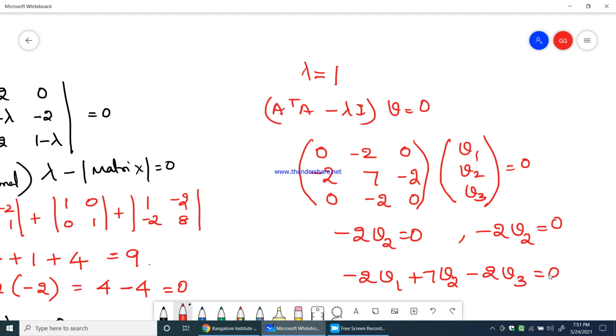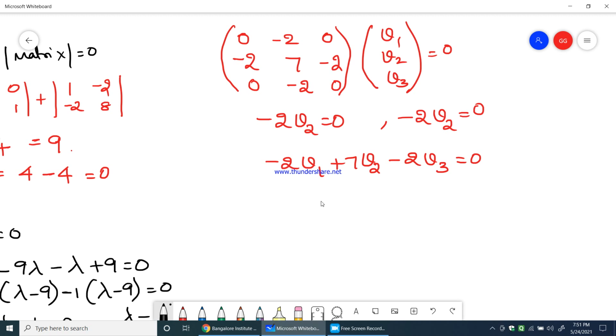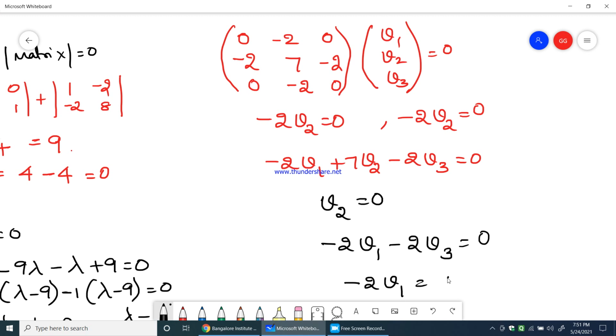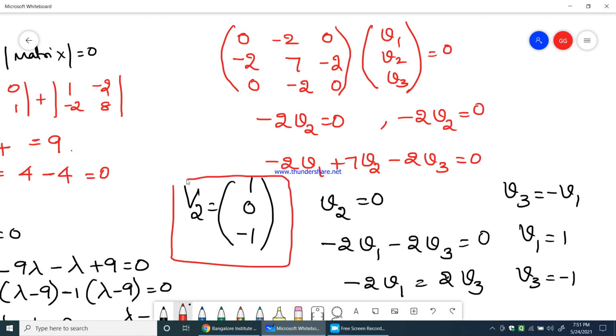Now from the first and third equations, V2 equals 0. Once V2 equals 0, we get minus 2 times V1 minus 2 times V3 equals 0. Therefore minus 2 times V1 equals 2 times V3. So V3 equals minus V1. So if V1 is 1, V3 is minus 1. Therefore the second vector V2 equals 1 0 minus 1. This is the second vector.